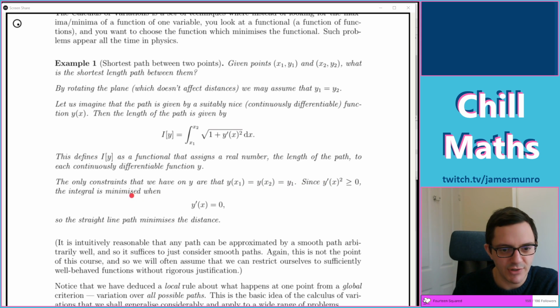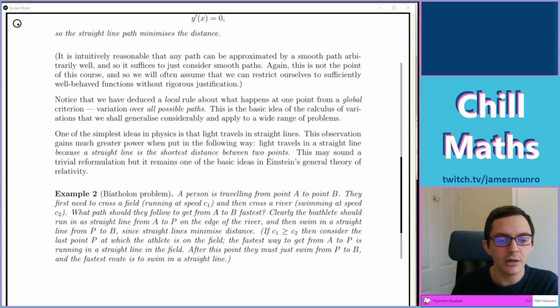This square is positive, so the integral is minimized if that derivative is 0. This is sort of boring. Okay, we've deduced a local rule about what happens at each point from a global criterion. That's kind of cool. Generalize considerably and apply to a wide range of problems. Yep, good. Okay, nice intro.